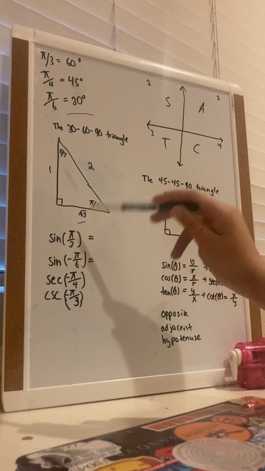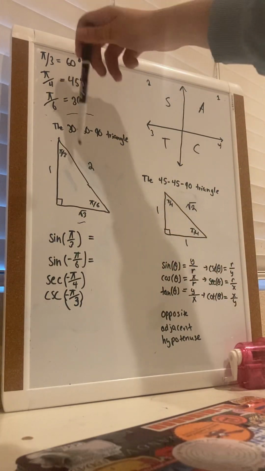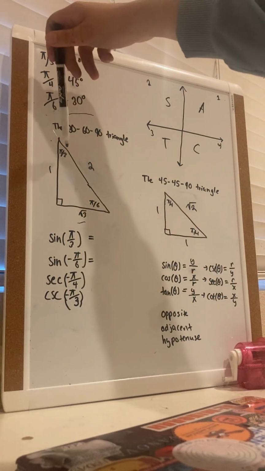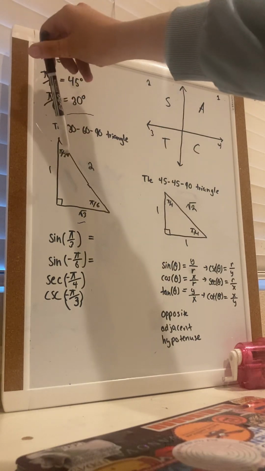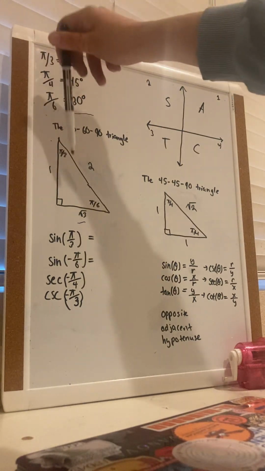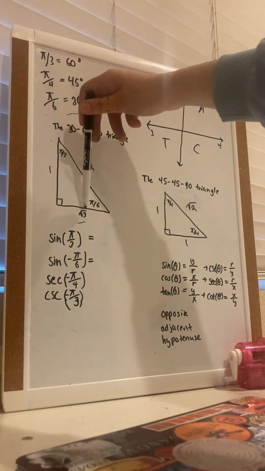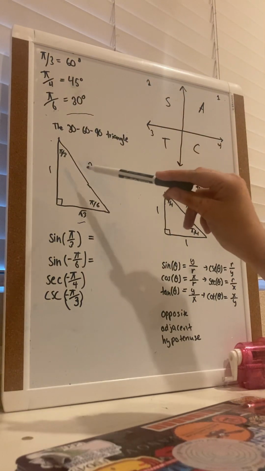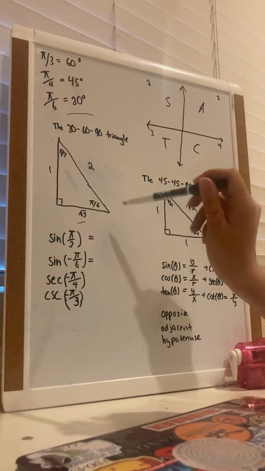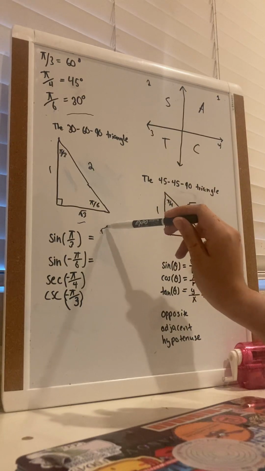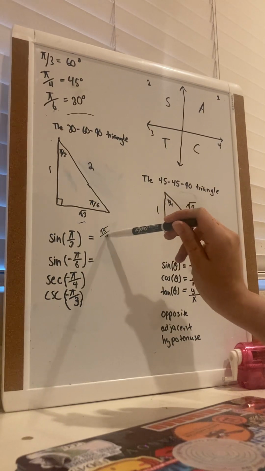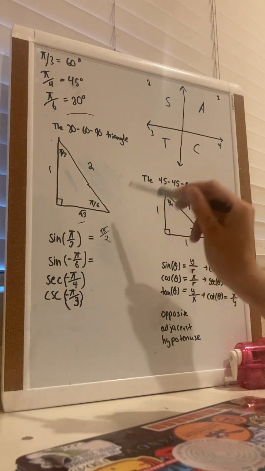So if someone asks you for sine of pi over 3, your viewpoint should be this pi over 3. And now we know SOHCAHTOA, so sine is opposite over hypotenuse. What's opposite of this pi over 3? Root 3. And what's the hypotenuse? 2. So our answer is root 3 over 2.